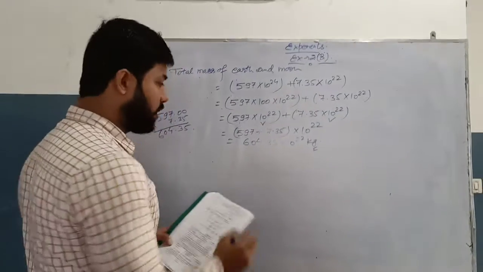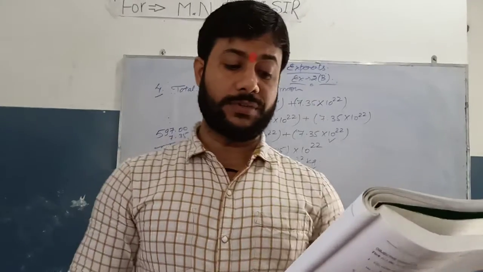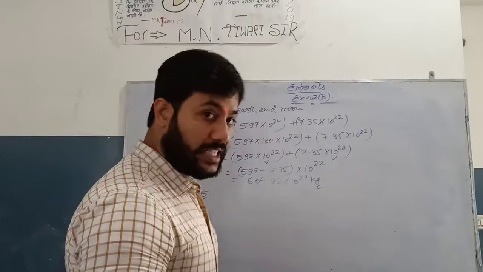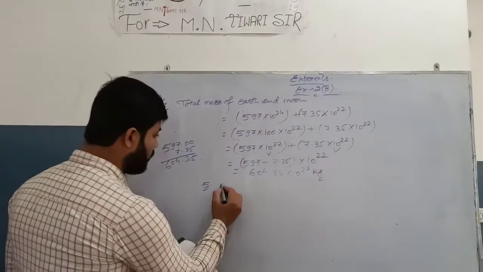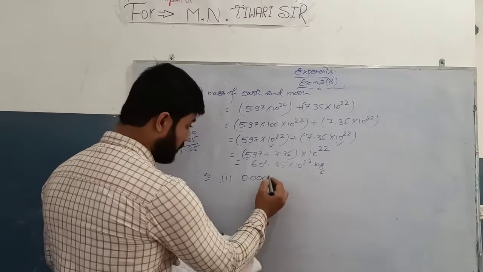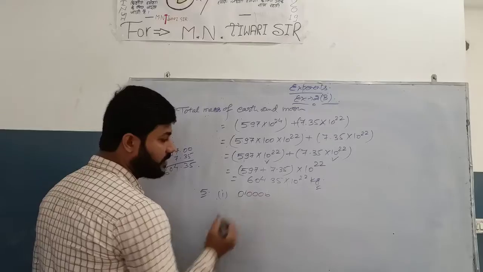Okay, now moving to question number 5. Question number 5 says write each of the following numbers in standard form. Again we have to write in standard form. So question number 1, 0.0006. Okay, so what will we do? We will remove this decimal from here.